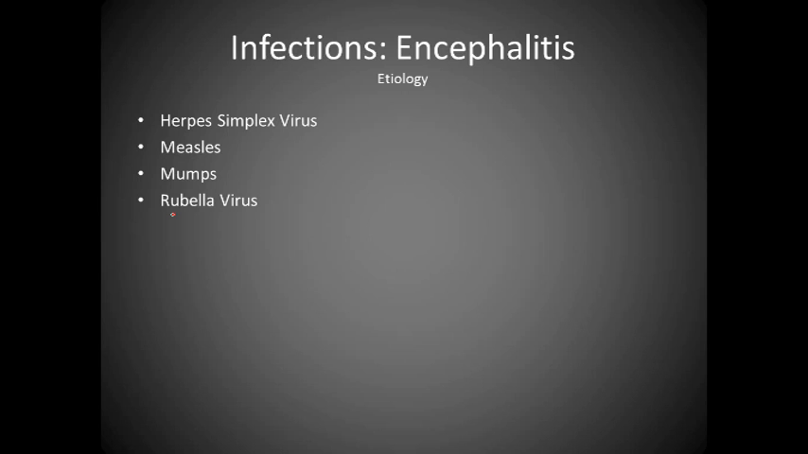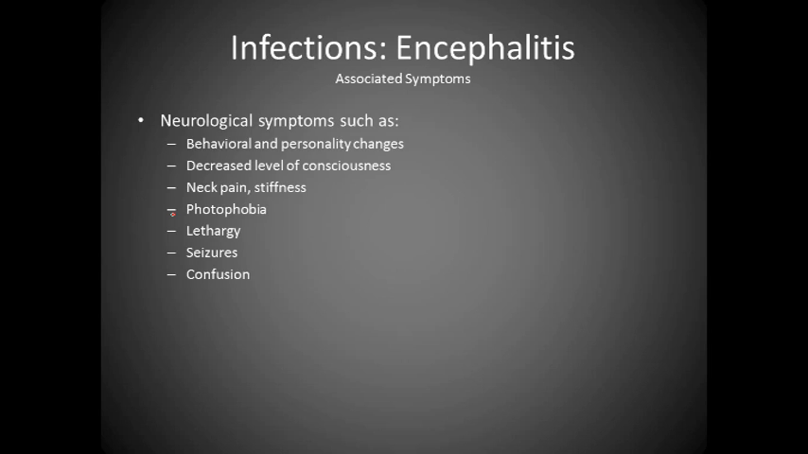So what causes encephalitis? It's hypothesized that the herpes simplex virus can cause this. Measles, mumps, and the rubella virus. All of these things have a tendency to predispose someone to encephalitis. The symptoms associated with encephalitis are behavioral and personality changes, usually sudden onset, a decreased level of consciousness, kind of wanting to be lethargic, neck pain and or stiffness, photophobia, lethargy, seizures, and confusion. All of these things can be a symptom of encephalitis.